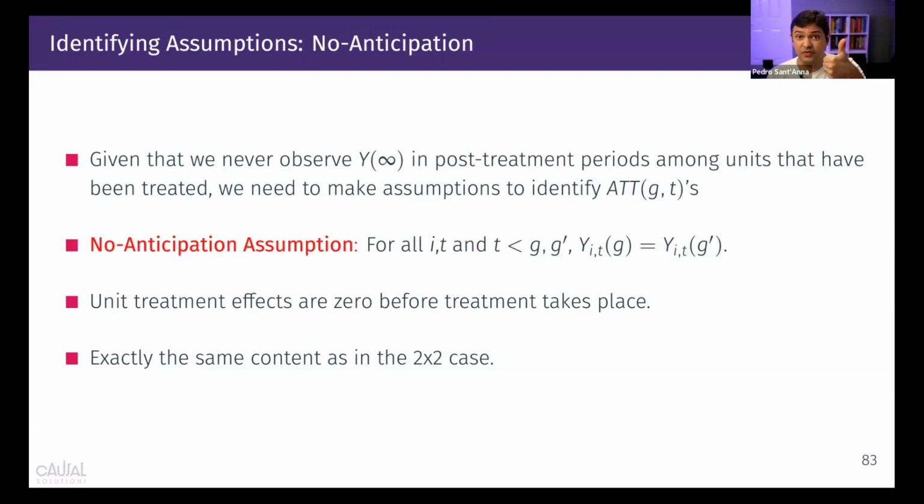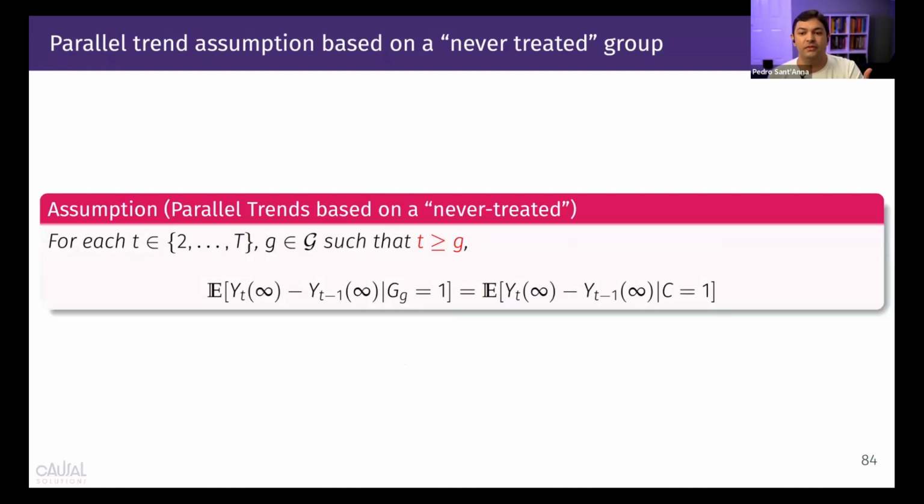So we are maintaining SUTVA behind the scenes. We are making a non-anticipation assumption. Now, what is the third component for diff-in-diff? The third component has to be some parallel trends.